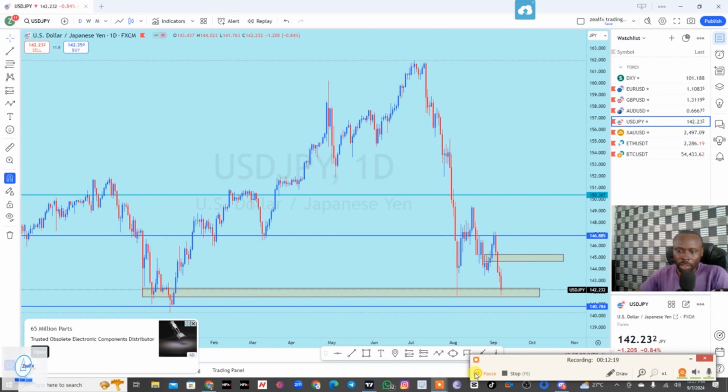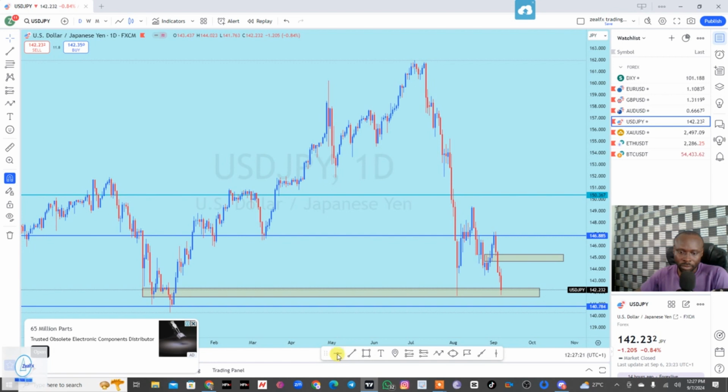So USDJPY is still on a downtrend. So what we expect for USDJPY this week, you can see that we have a higher high, lower high, lower high, a lower high, which shows that the USDJPY is currently on a downtrend.